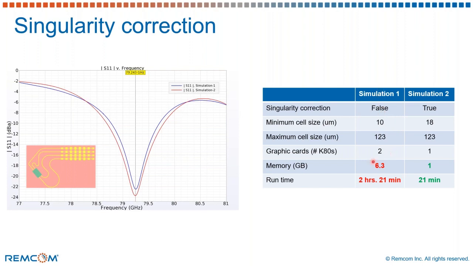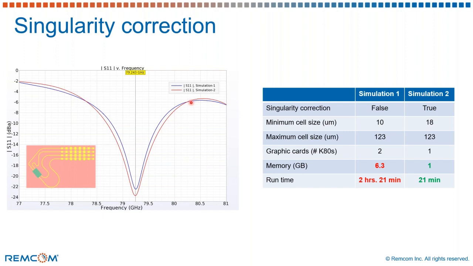For simulation 1, you can see that we require around 6.3 gigs to simulate this antenna array, and the total runtime was around 2 hours 21 minutes. For simulation 2 with singularity correction enabled, we need just 1 gigabyte of memory, and it takes just 21 minutes to perform the simulation on this radar. And referring to the S parameters plot, you can see that singularity correction more accurately predicts the null for the S11 and the values at all other frequencies.